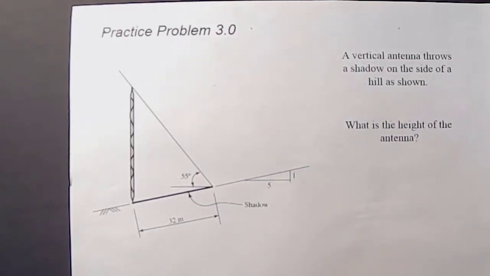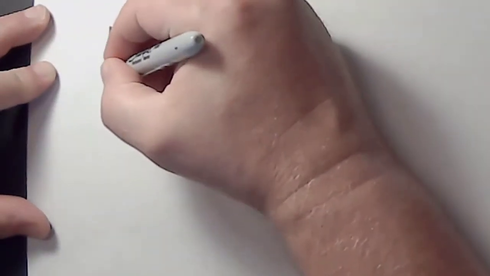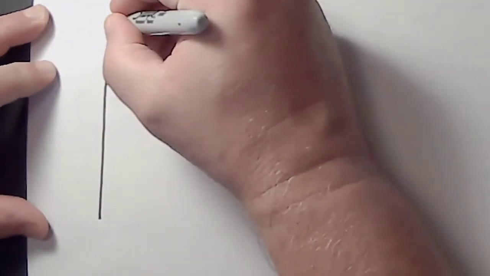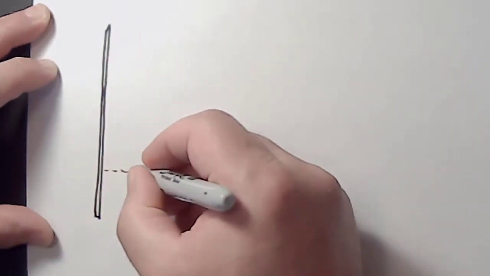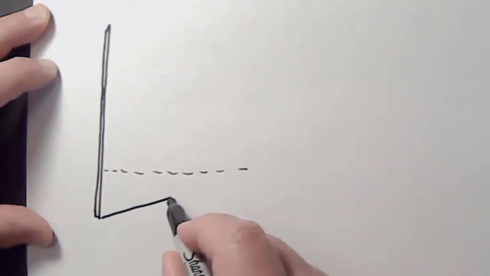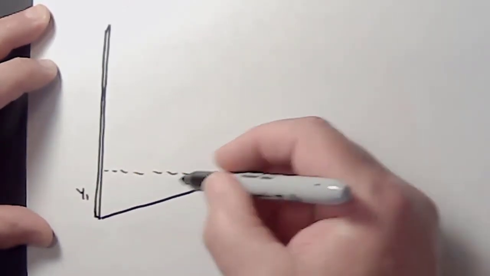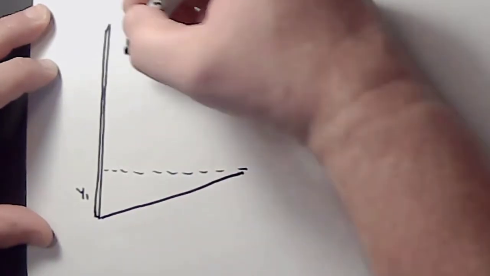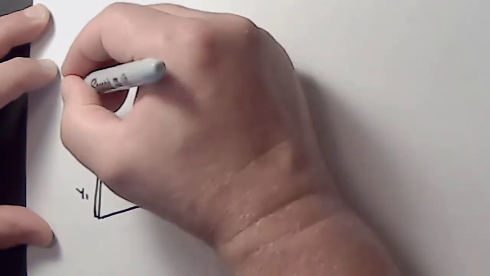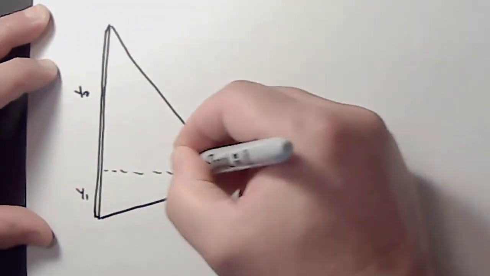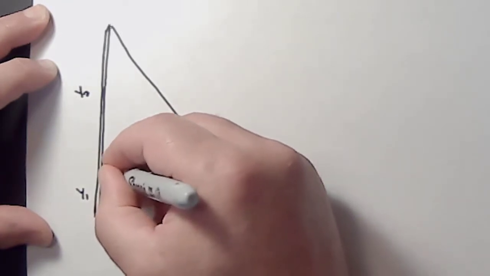So let's begin this problem. The approach to this problem is to find the height of the antenna in 2 pieces. Y1 will be based on this triangle, Y2 will be based on this triangle. Both of these triangles are right triangles.